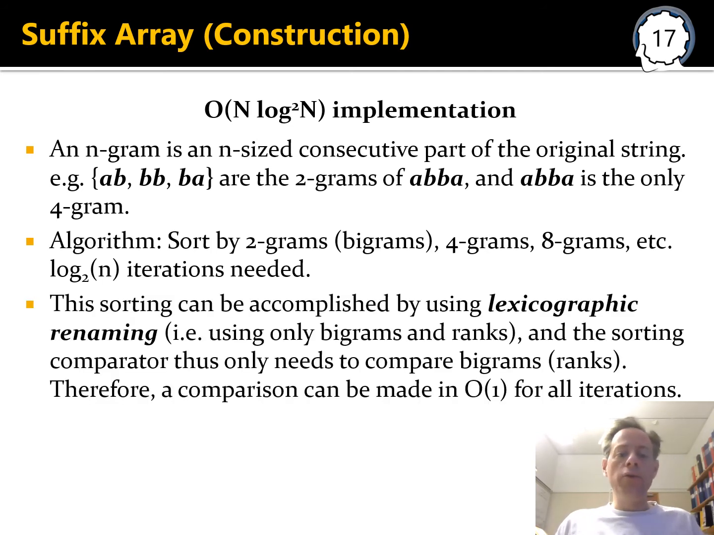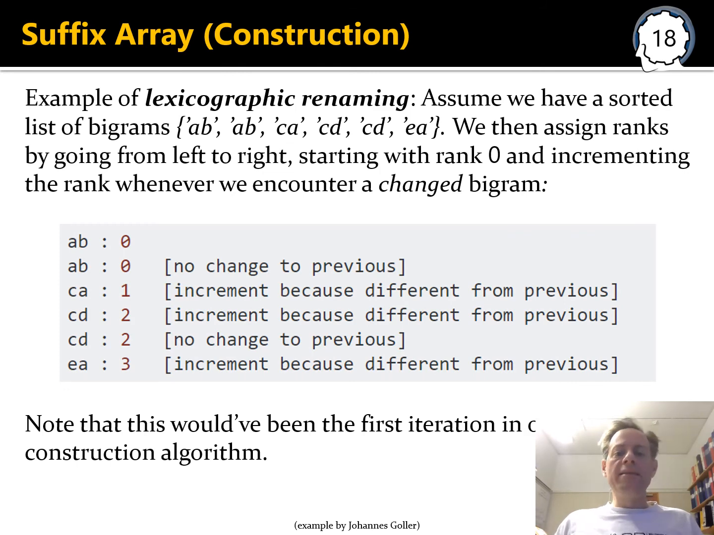And the way that we do that is to use something called lexicographic renaming, which is basically that we start by sorting all the bigrams or 2-grams, and then we have this list, and if they are the same, we can just keep the number, and only if they change, we update the number. So after going through these in linear order, we have ranked all these 2-grams.